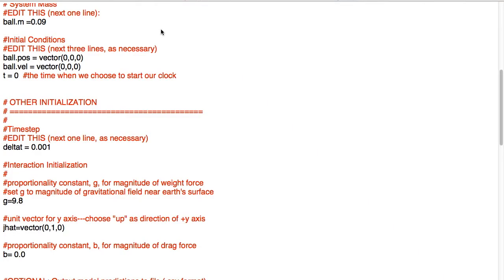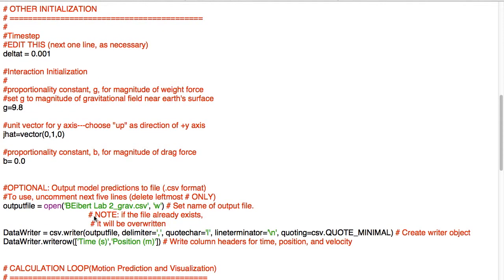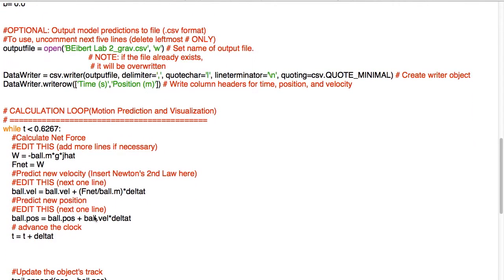Now we'll take a look at our Python code utilizing just the gravitational force. We'll see right here that we use the gravitational constant 9.8 meters per second squared, and we'll also see that if we scroll down a little bit here, our loop will contain the final time, and will also contain the weight force equation. The F net is only equivalent to the weight force, shown by the equation here, the mass times the gravitational pull times j hat in the negative plane.